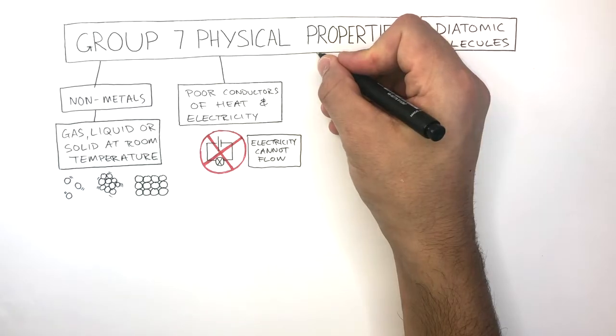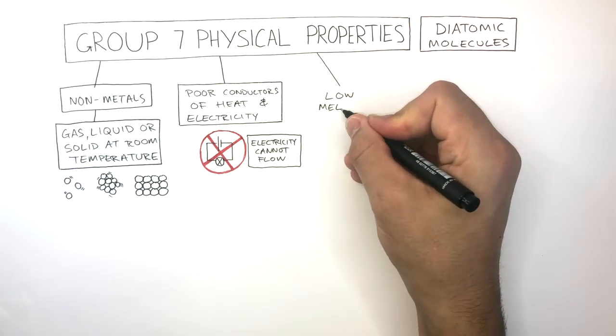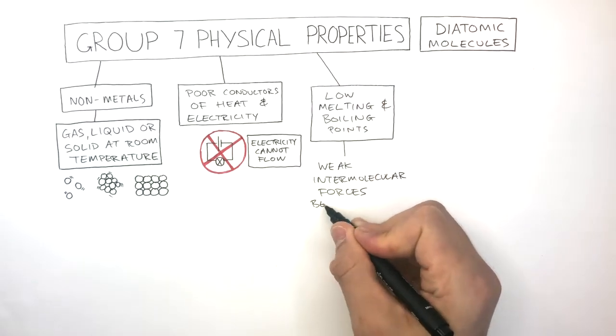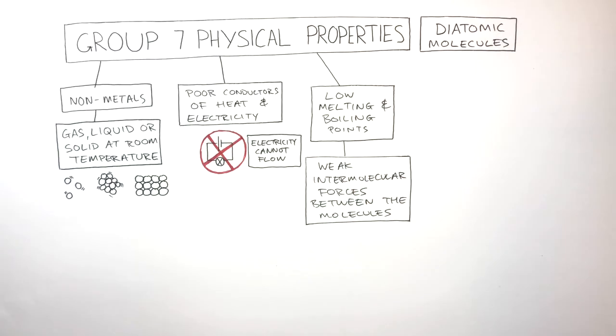Again, because halogens exist as diatomic molecules, they have low melting and boiling points. This is due to weak intermolecular forces between the molecules. These weak intermolecular forces require little energy to break or overcome.